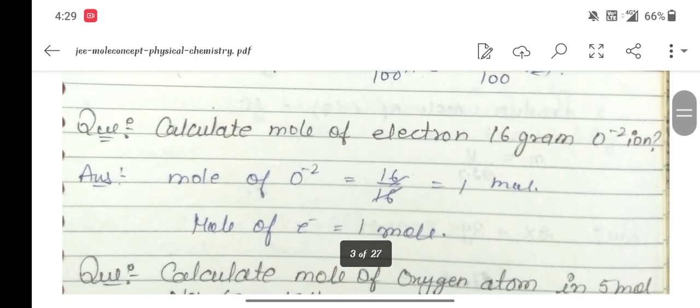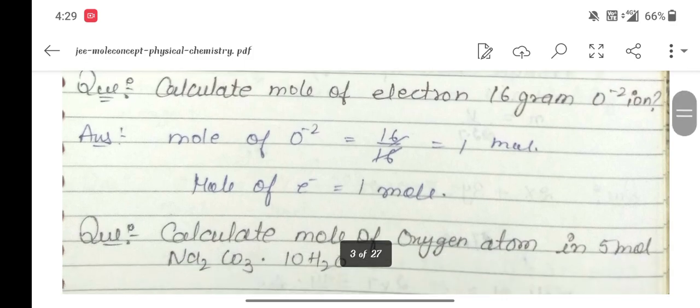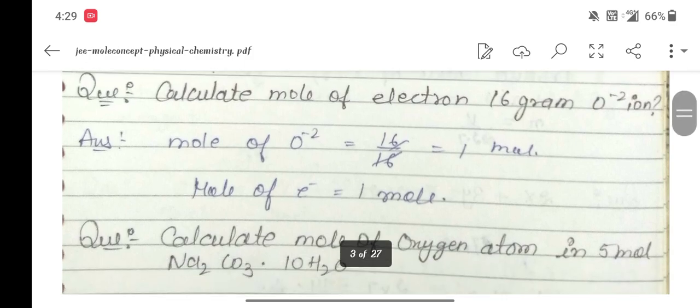Now the next question they asked is to calculate the moles of electrons in 16 gram of O to the power minus 2, the O minus 2 ion they have given. Moles of O minus 2: O is 16, so 16 by 16 is equal to 1 mole. So the moles of electrons is equal to 1 mole. So we have got the answer, that is 1 mole of electron.